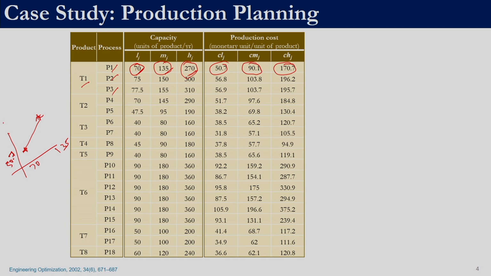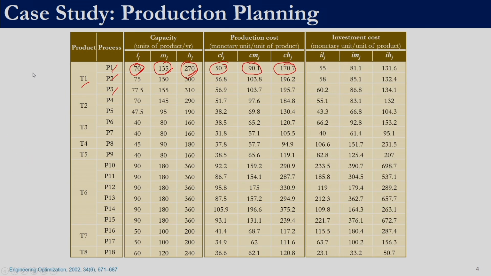So, this point is known. For this point the production cost is 90.1, so this is also known. In between 70 and 135 we can still estimate the production cost. Similarly, between 135 and 270 we know the production cost is 90 and 170.7.